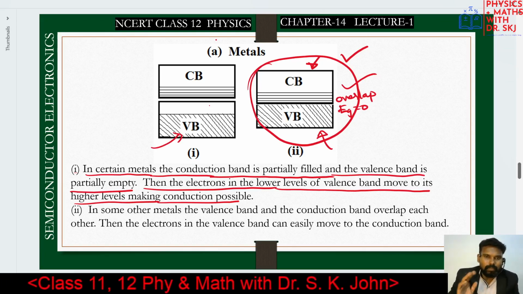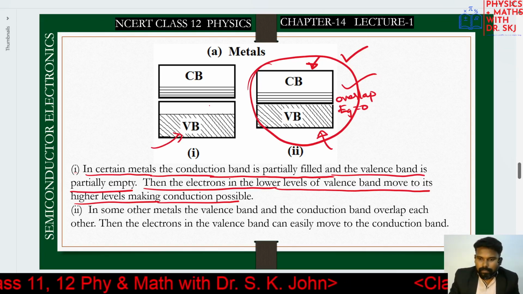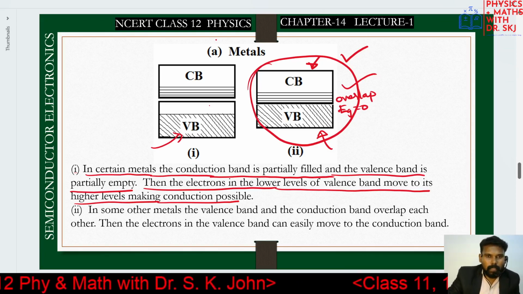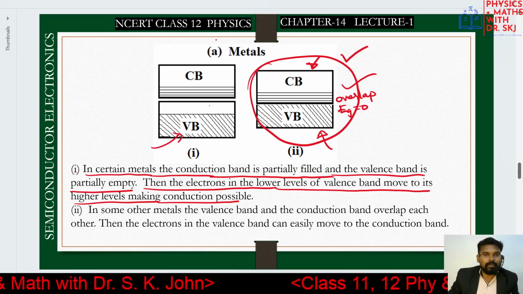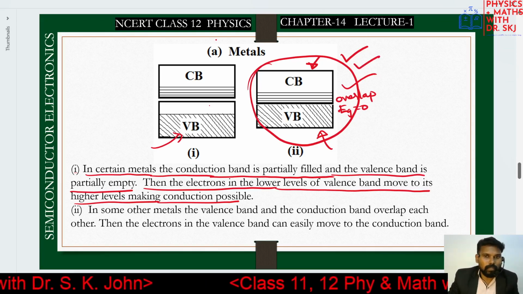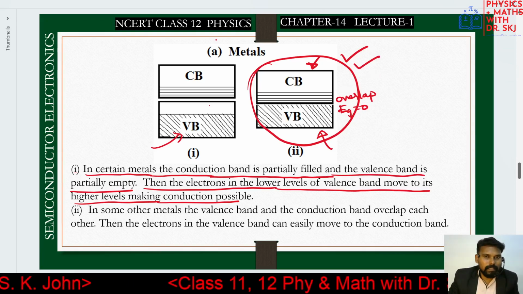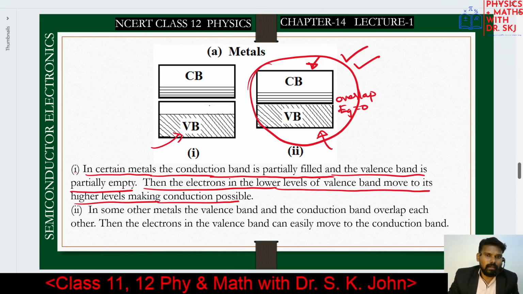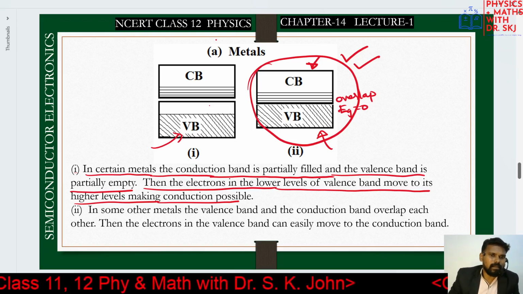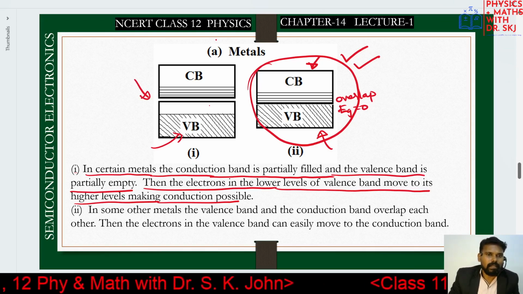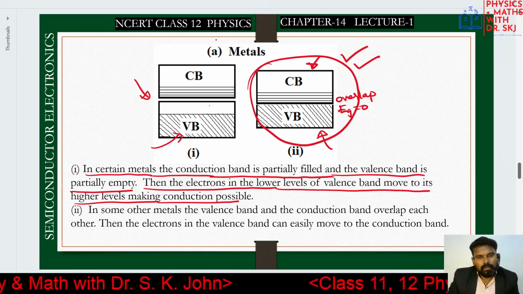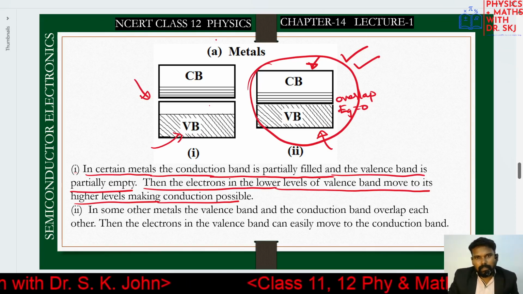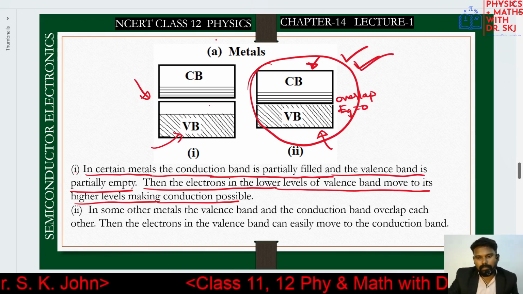Okay, I think you got the idea. If you want to draw a single diagram, you have to draw this one. This is more important, and I understand that this is more common in metals. Only a few metals possess this type of energy band diagram. So if you want to draw only a single diagram, you can draw this diagram.